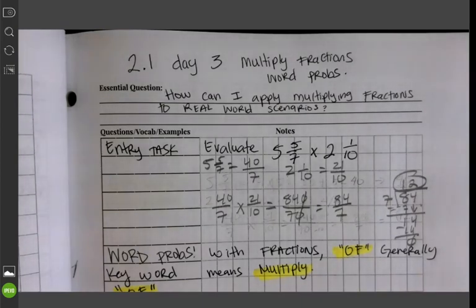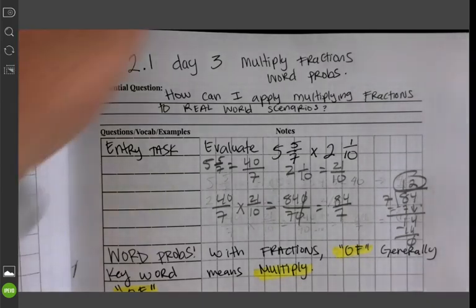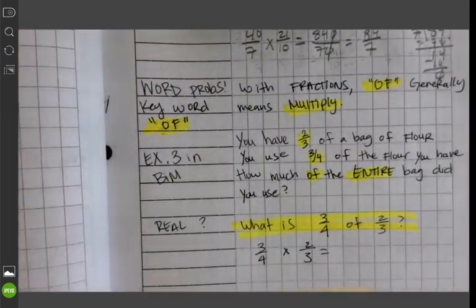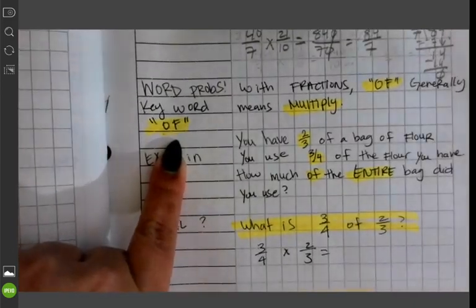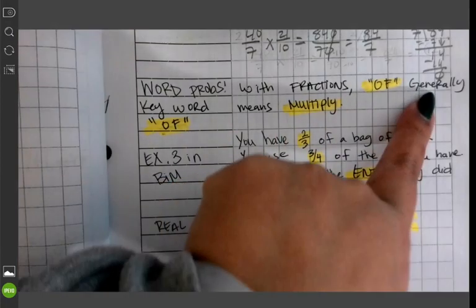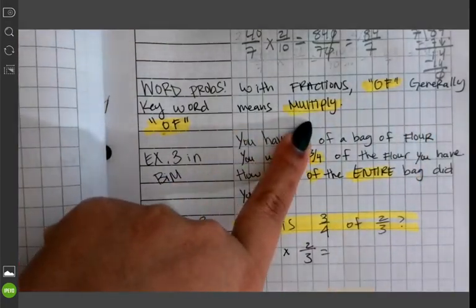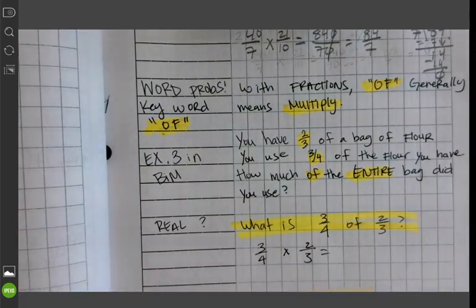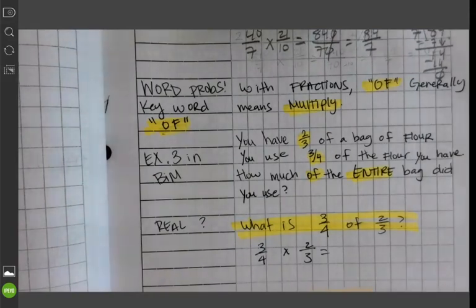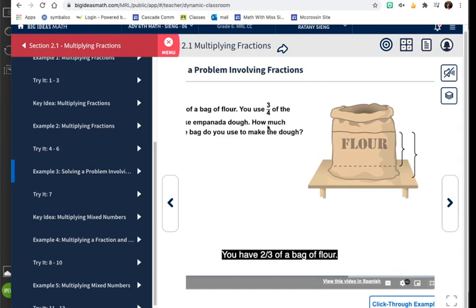Today we will be working with real world scenarios. Yay, because what's the point of doing math if we can't apply it to the real world? Right? So, for word problems, we have the keyword of. If you see the word of with fractions, of generally means multiply. And I'll show you what that means. So example 3 in Big Ideas Math, I went to Big Ideas Math and I found example 3.